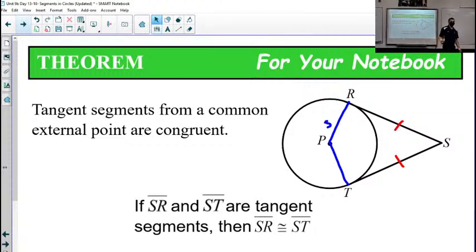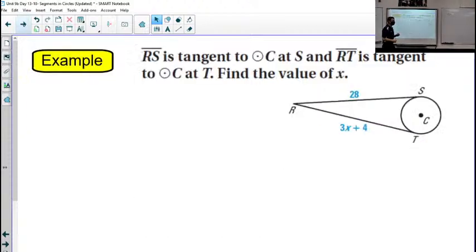All right, so let me do an example with this so that you see it. So this is one more thing to write down in your notes. You're going to have to write down the problem yourself down at the bottom. This one. So you're going to draw a circle. You're going to draw two tangents coming onto here. The top one's 28. The bottom one is 3x plus 4.